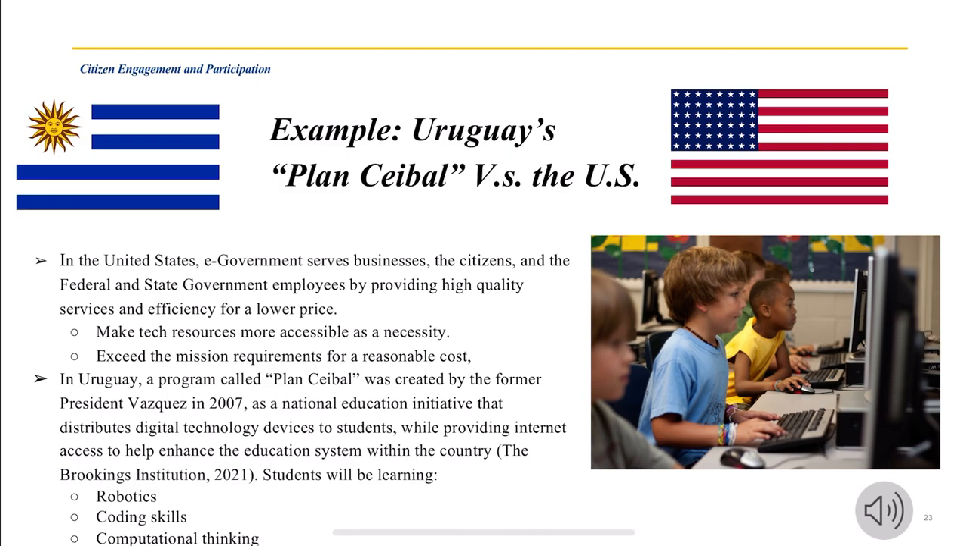In Uruguay, a program called Plan Ceibal was created by the former president Vázquez in 2007 as a national education initiative that distributes digital technology devices to students while providing internet access to help enhance the education system within the country. Students would be learning robotics, coding skills, and computational thinking.